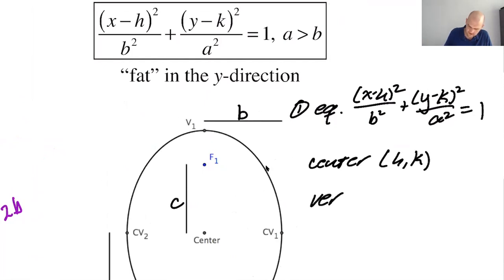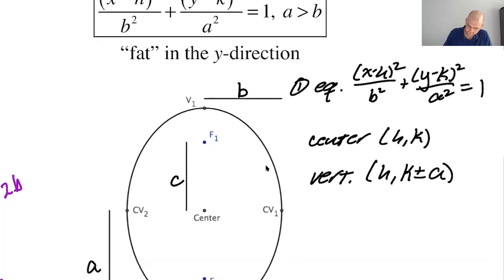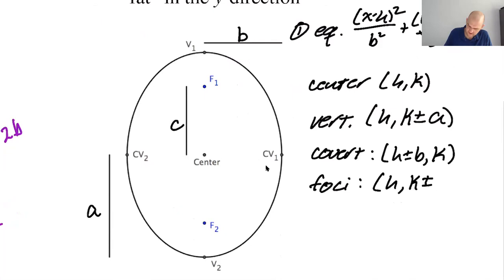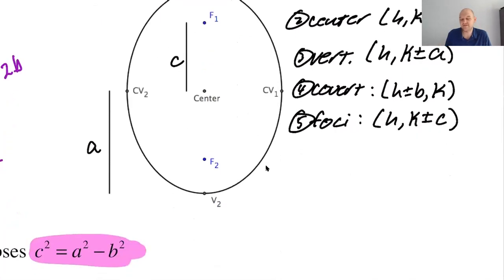You got your vertices, in this case, are going to be at (h, k plus or minus a). You got your covertices. That's going to be at (h plus or minus b, k). You have your foci. That's going to be at (h, k plus or minus c). So that's 2, 3, 4, 5. Okay, so there's 7 things that you need to know.